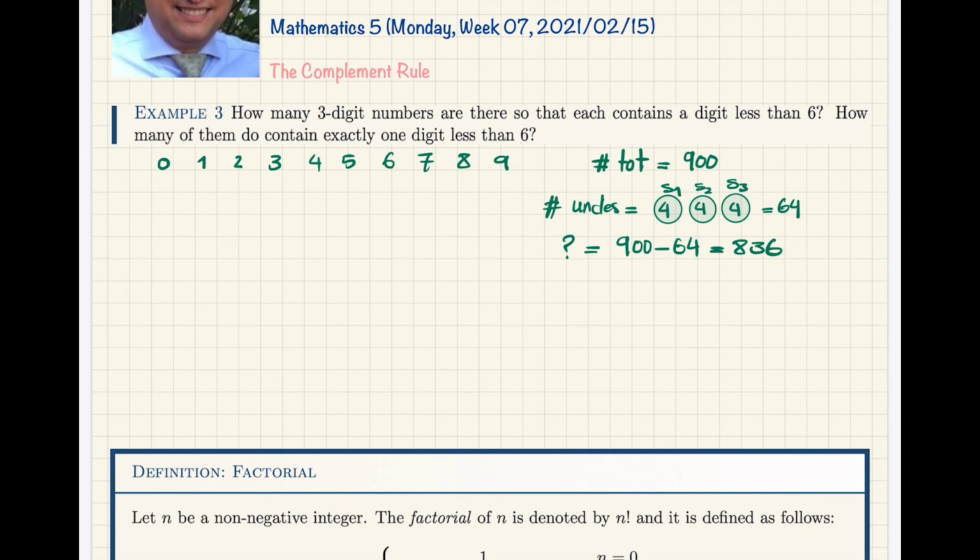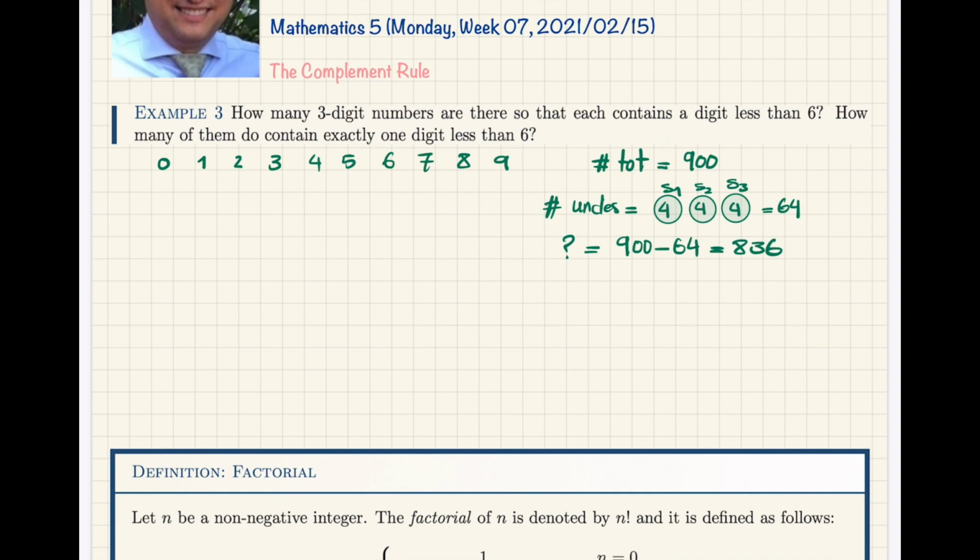So, how many of them contain exactly 1 digit less than 6? Okay, so exactly 1 digit less than 6 means that it should contain exactly one of them, but of course you see that 0 is also a little bit problematic here. So this might motivate you to consider these two scenarios differently.